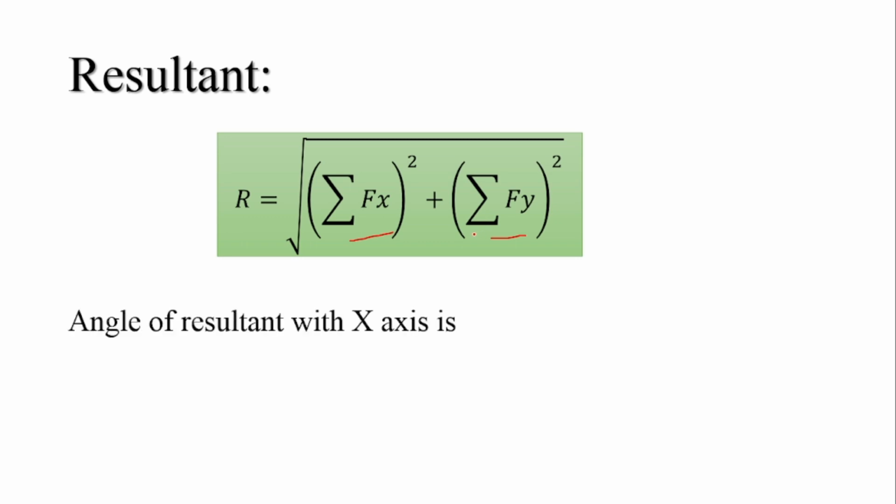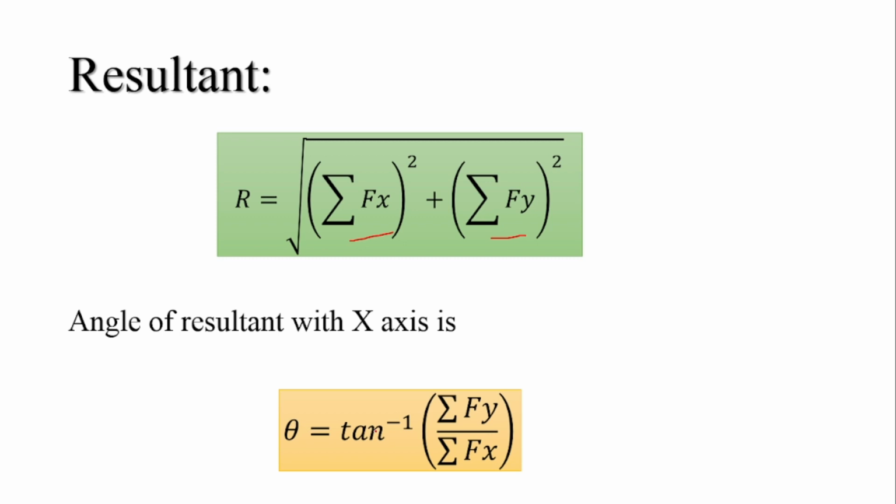Now we'll find out the angle of the resultant with the x-axis. So theta is equal to tan inverse of summation of Fy divided by summation of Fx. So in this way we can calculate the angle theta. I hope you understood how to find the resolution for various forces in various quadrants, as well as how to find the resultant and its angle with the x-axis.